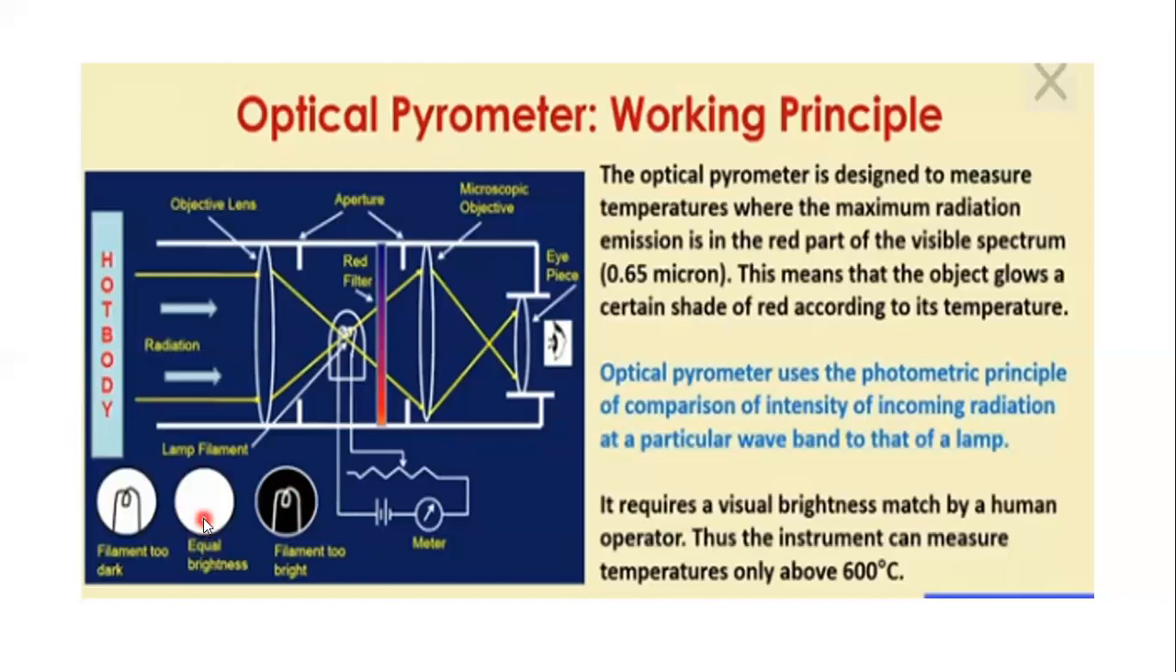So if the observer sees an image like this, that means there is no filament. That the filament disappears means the brightness of the filament and hot body have become equal. So your aim is to equate that, or your aim is to calibrate that voltage with the temperature of this hot body. When we increase the voltage and make that filament image disappear, then this voltage will be proportional to the temperature of the hot body.